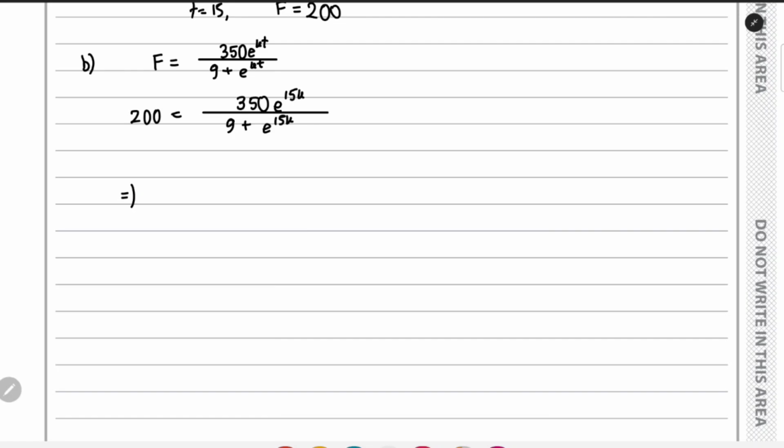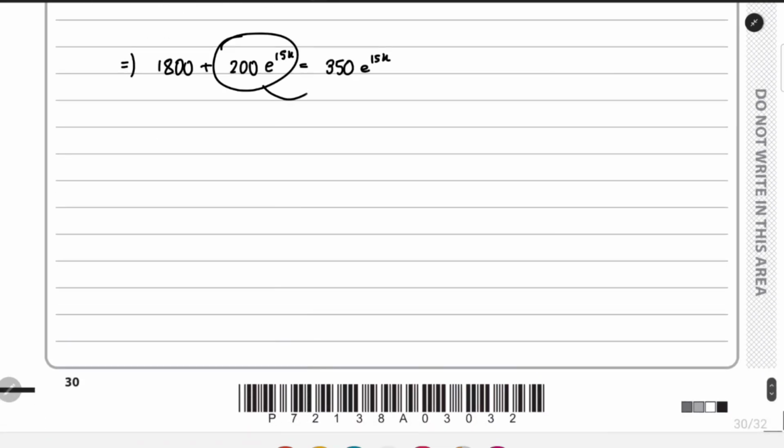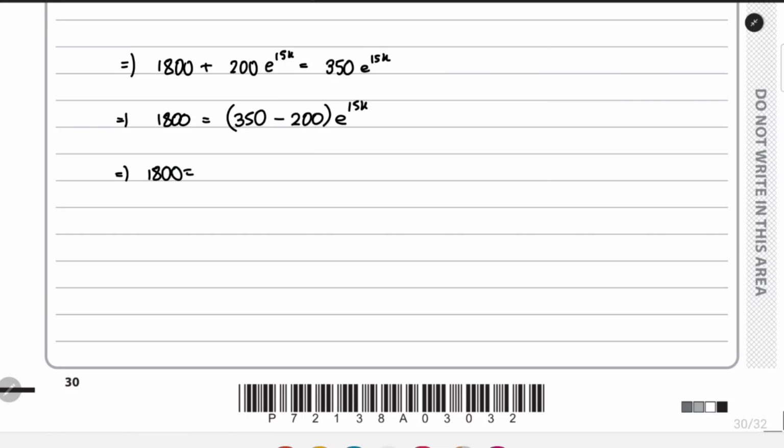We can cross multiply this. I'll be left with 200 into 9, which is 1800, plus 200 e to the power 15k is equal to 350 times e to the power 15k. I'll move this term to the right. I'll have 1800 equals to 350 minus 200 e to the power 15k. So 1800 is equal to 150 e to the power 15k.